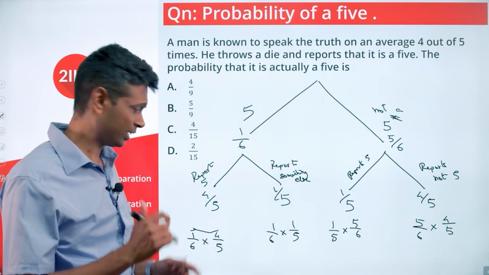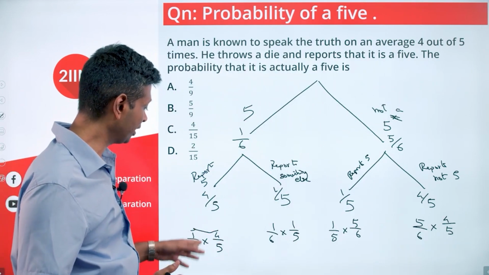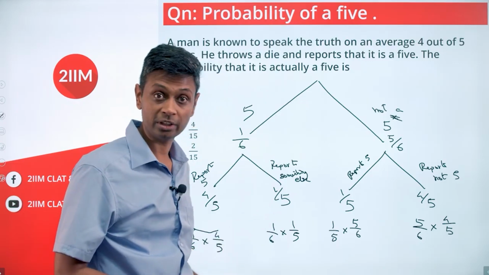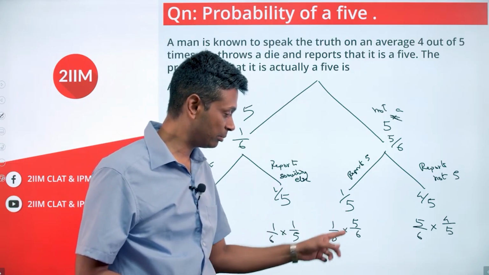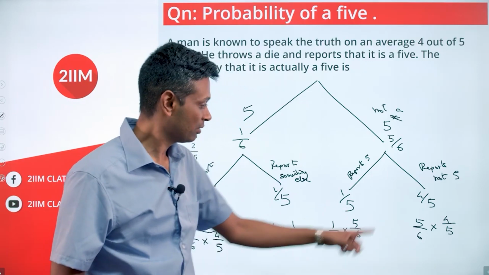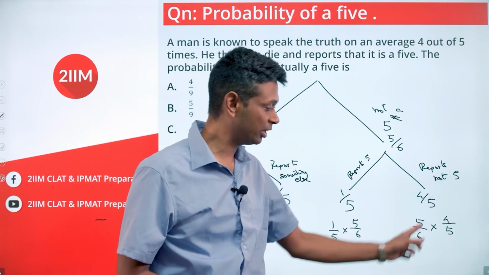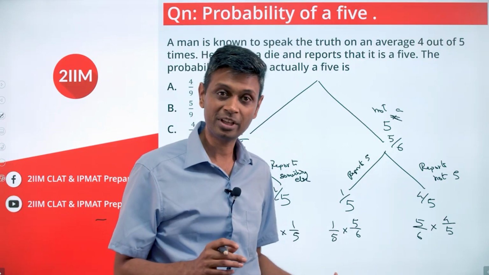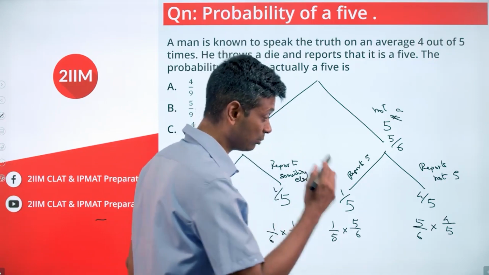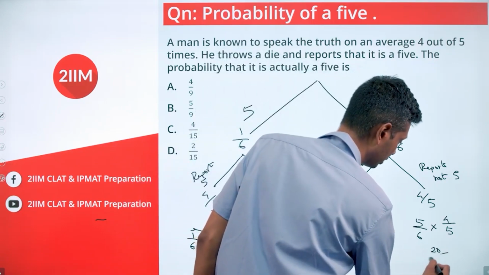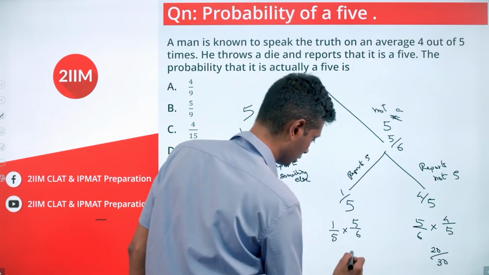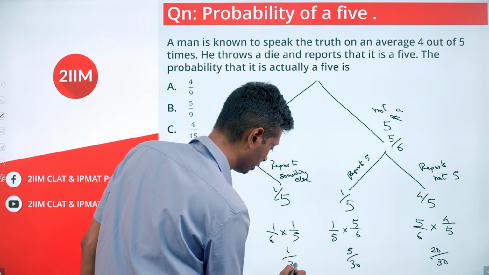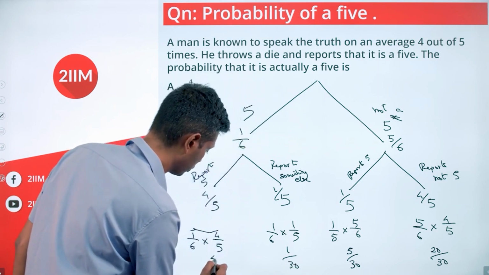Now if you just want to check, 1 by 6 into 4 by 5, 4 by 30. 1 by 6 into 1 by 5, 1 by 30. 1 by 5 into 5 by 6, 5 by 30. 5 by 6 into 4 by 5, 20 by 30. I'm not cancelling, I'm just keeping the denominator as 30. You think about it, this is 20 by 30, this is 5 by 30, this is 1 by 30, 4 by 30.